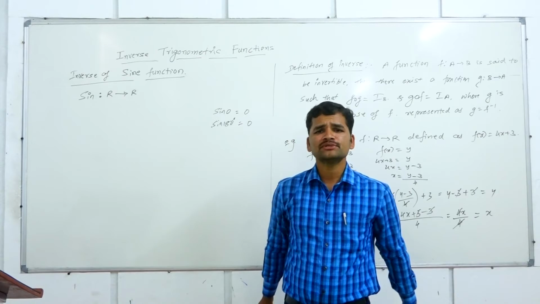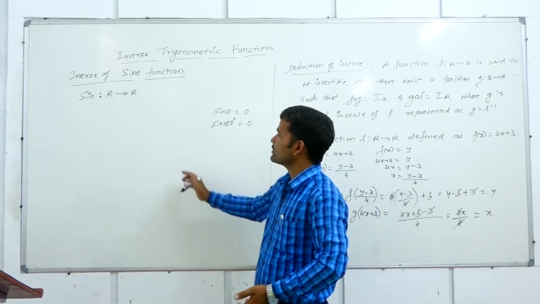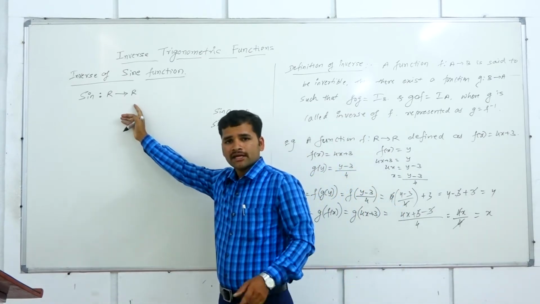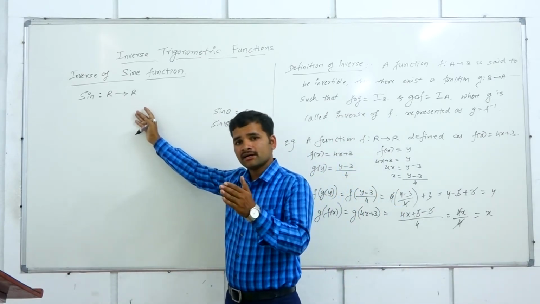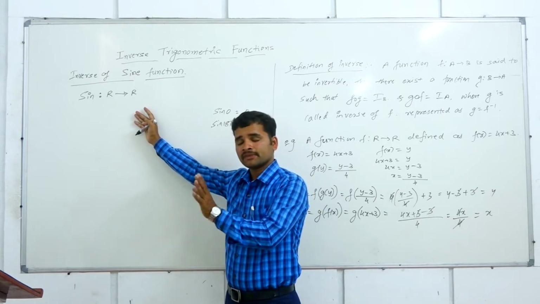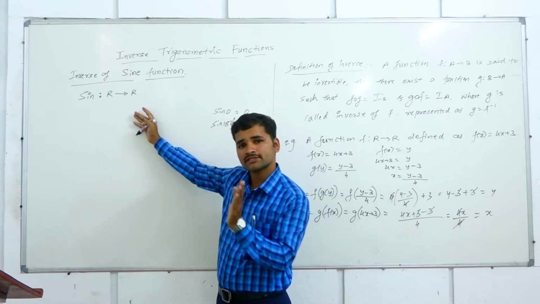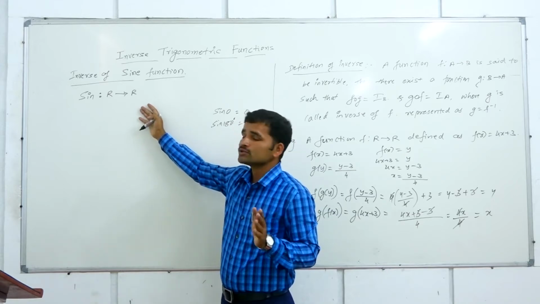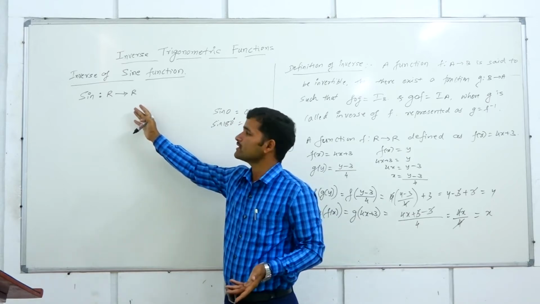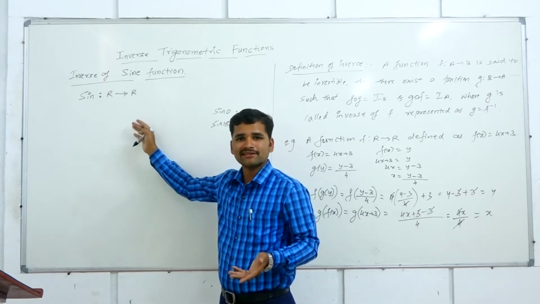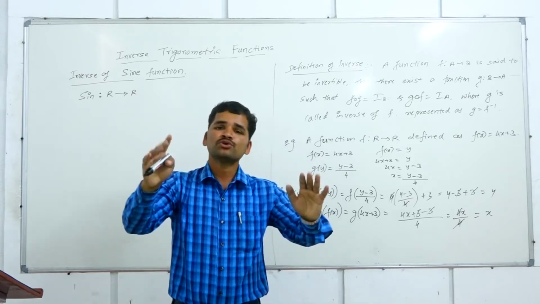And what about onto? Is it onto? No, it is not onto, because in the codomain, elements other than the interval -1 to +1, values above 1 and values below -1, those are not the images. Sine will not give us all those values. That means the given function is not onto also.